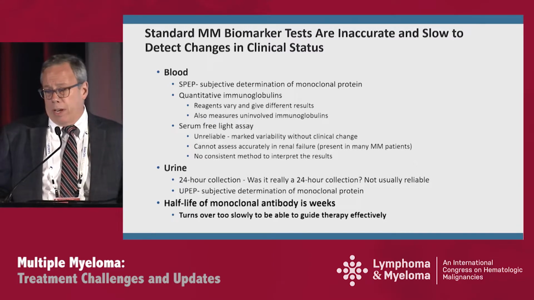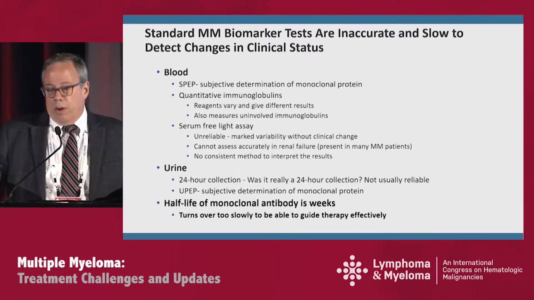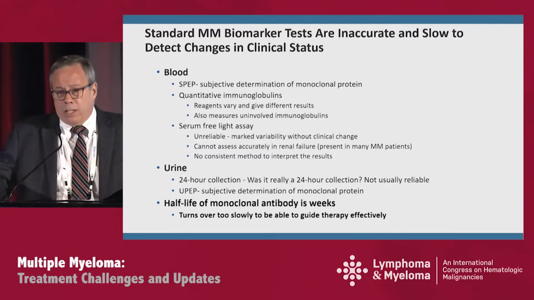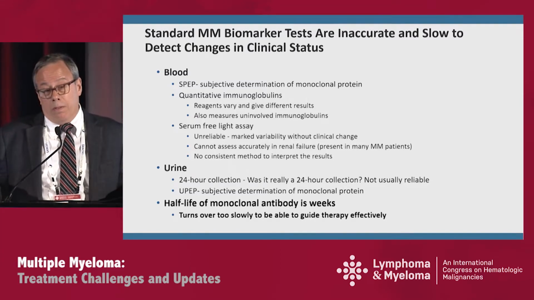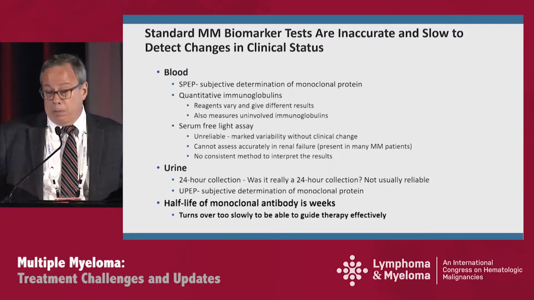We know that quantitative immunoglobulins, the reagents, vary from month to month. You may get different levels. And with the serum free light chain, we know that it can be quite unreliable. You can have marked variability. We've seen that even day to day in measurements. And you cannot assess accurately in renal failure. It's very difficult to know in many patients what to do there. Do you actually measure the involved? The difference between the involved and the uninvolved, the ratio, this can be problematic.